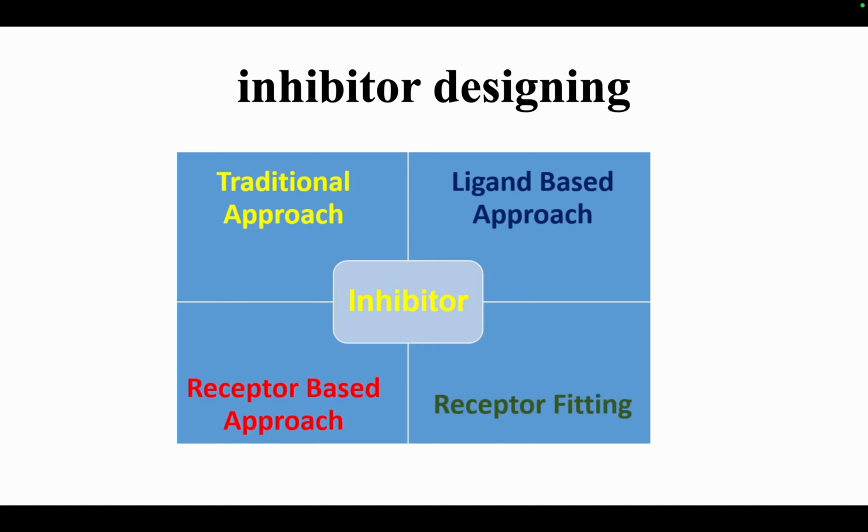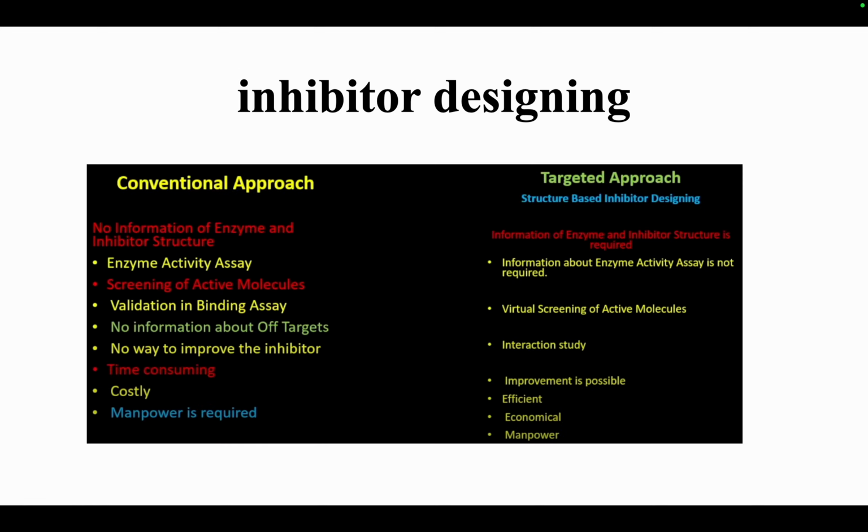So there are four different approaches. We have a traditional approach, a ligand based approach, a receptor based approach, and finally a receptor fitting approach. We'll study each of these approaches individually. In inhibitor designing there are also the conventional approach and the targeted approach. In the conventional approach, we didn't have much information about the enzyme and substrate structure.